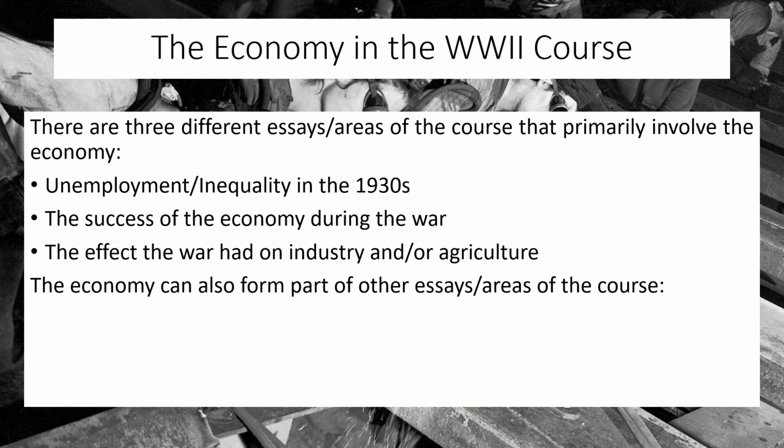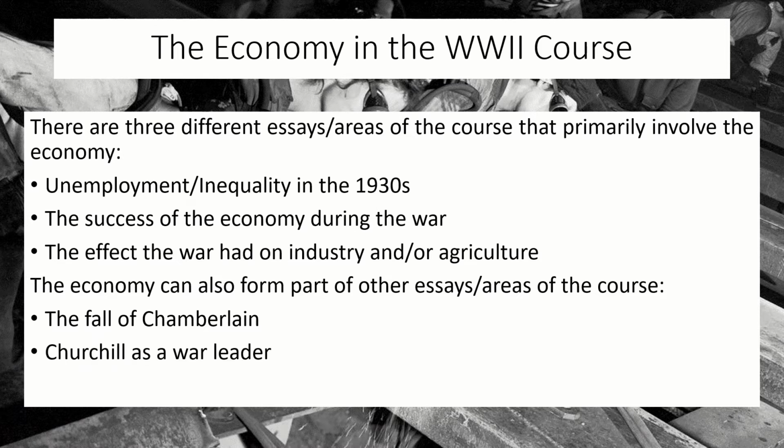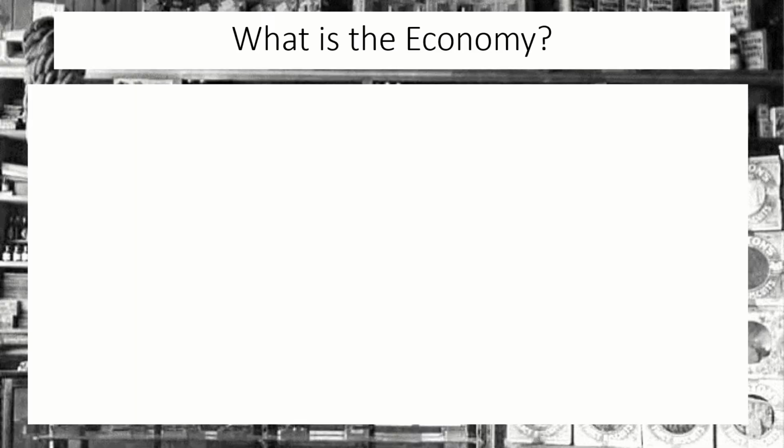And as I said, the economy can also form a part of other essays in areas of the course, such as the fall of Chamberlain. Obviously, the economic situation was very important to the fall of Chamberlain. Churchill as a war leader, so how effective Churchill was, obviously the economy played a really important part in that. And then preparations for war, how prepared Britain was, forms a very important part of that aspect of the course too. And obviously preparations for war and the fall of Chamberlain are quite strongly linked, because Chamberlain was directly responsible for most of the war preparations, especially the ones in terms of the direct factors that affected the economy.